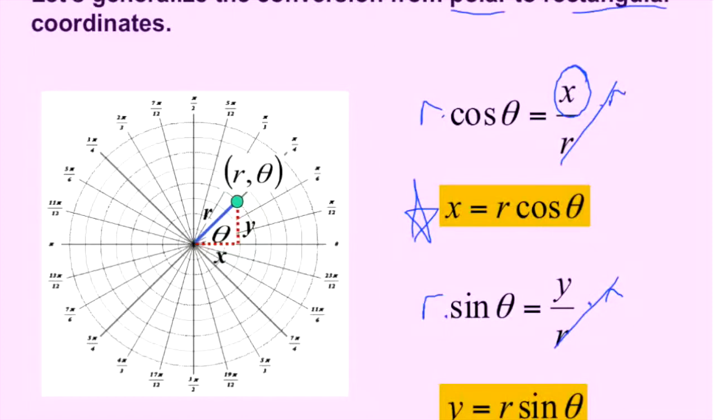So now if I ask you to convert from polar to rectangular, you can just use these two formulas. Isn't that handy? Super handy dandy, because all you need is r and theta, and r and theta is what I give you. Those are your polar coordinates to plug in. So very, very simple.